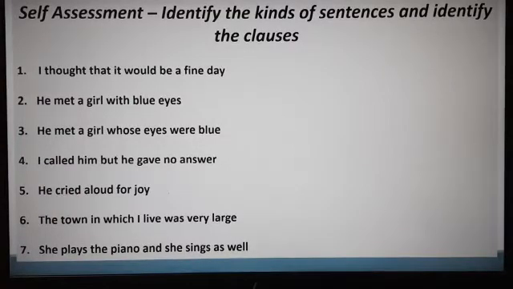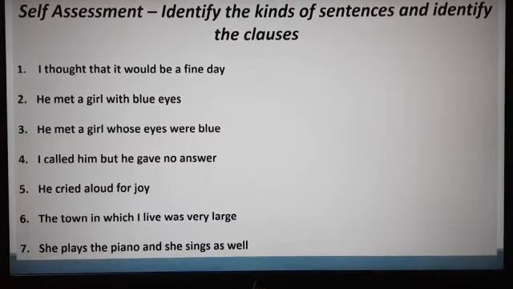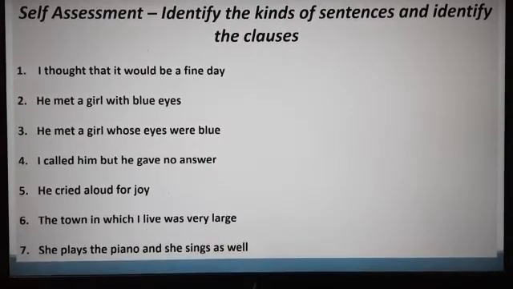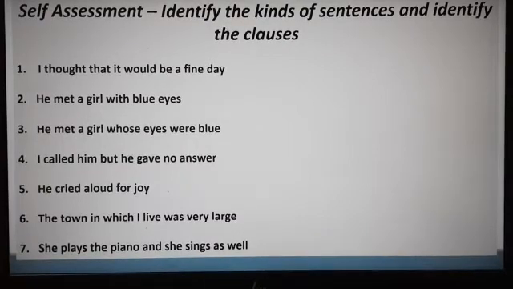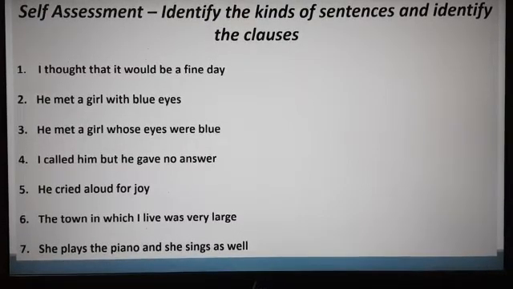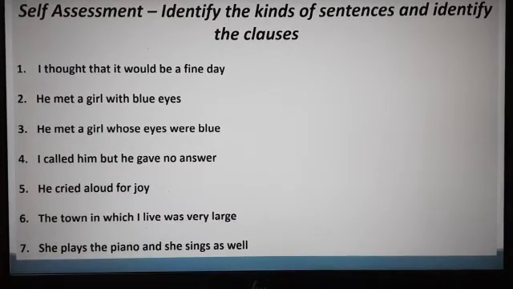On your screen you have some examples. Identify the kinds of sentences and identify the clauses. Please do this work in your notebook thoroughly well. Read out each sentence and find out its type, as well as if it is compound or complex. Please tell the clauses, the main clause and the subordinate clause, etc.